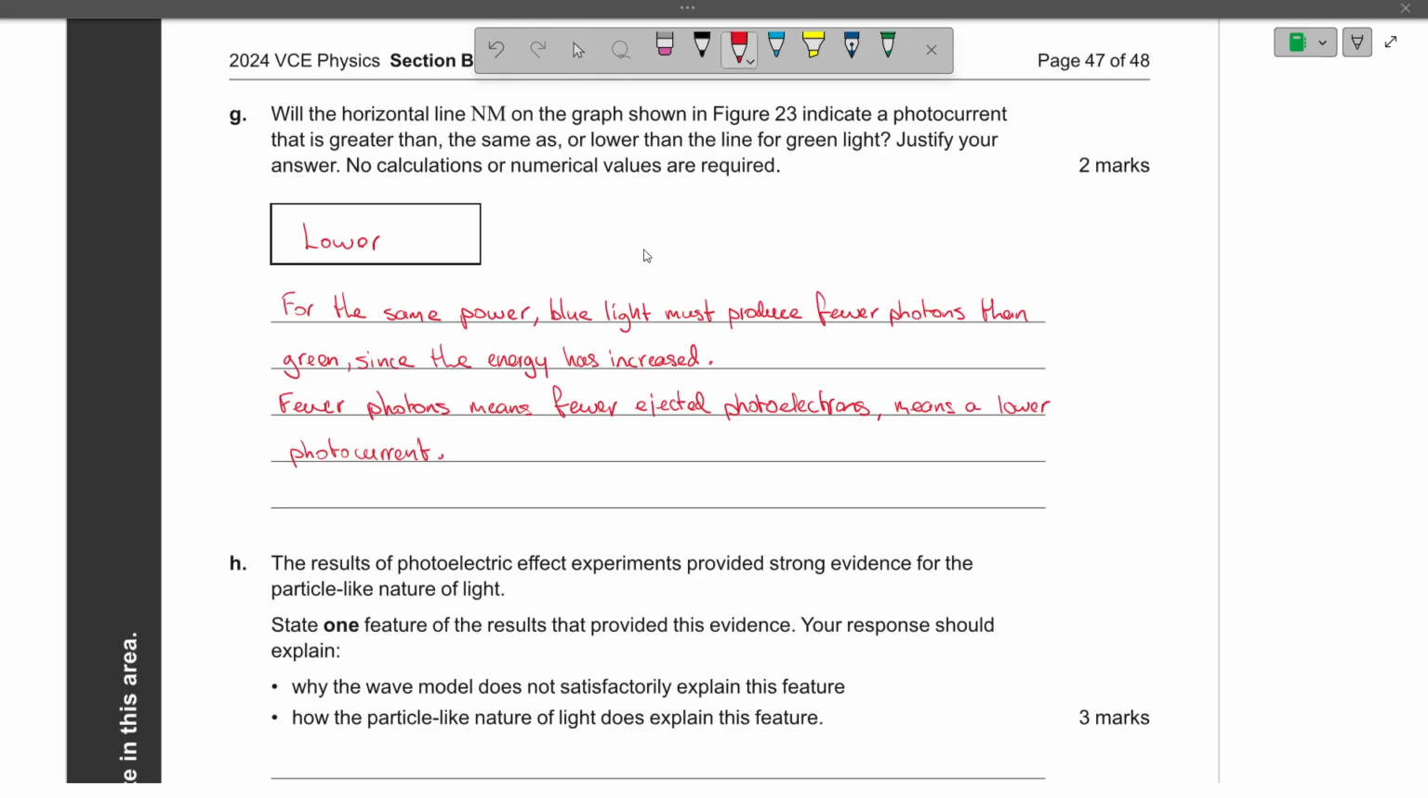Okay, so again, the line will go lower because for the same power, blue light must produce fewer photons than green since the energy has increased. And fewer photons means fewer ejected photoelectrons, and that means a lower photocurrent.